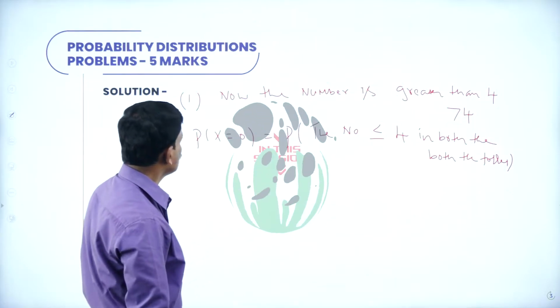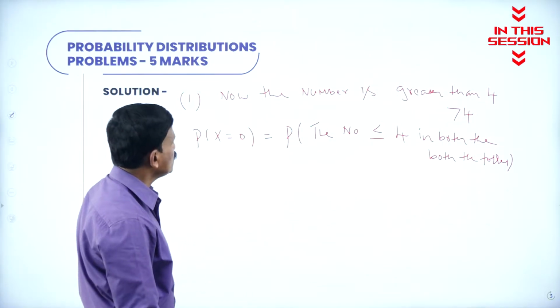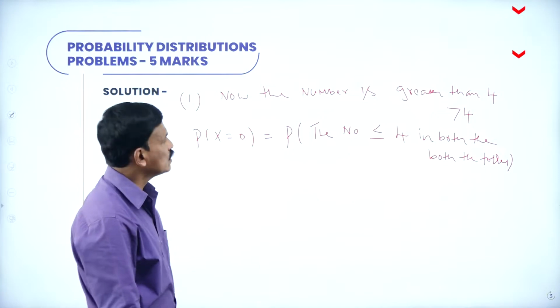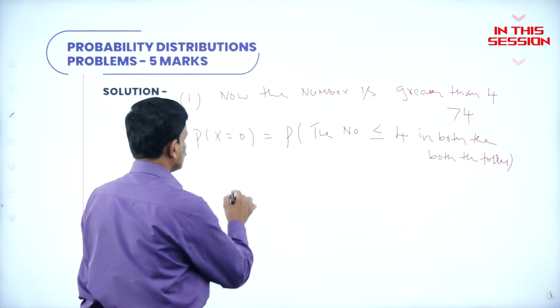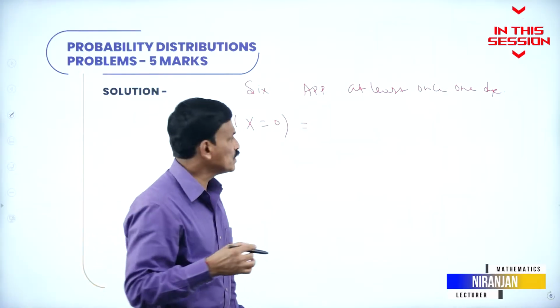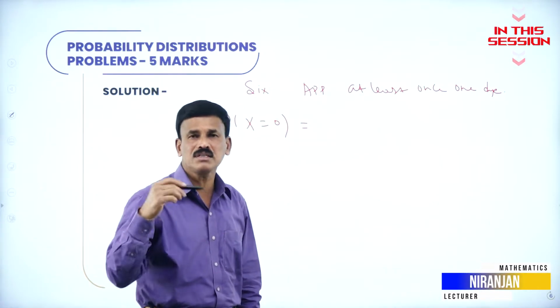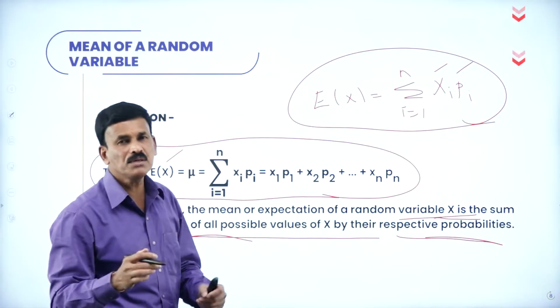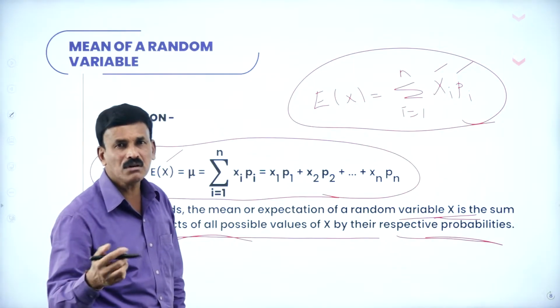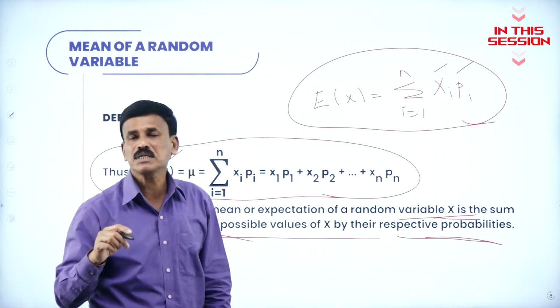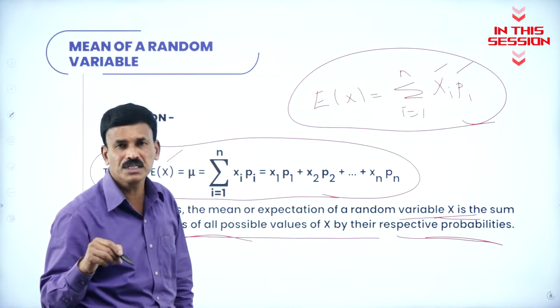Probability of x is equal to 0 means the probability of the number less than or equal to 4 in both the tosses. The probability of x is equal to 0 means 6 does not appear at least once on any one of the die. The summation will give the mean, or it is also called the expectation of the random variable x.